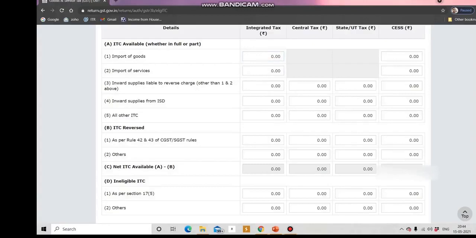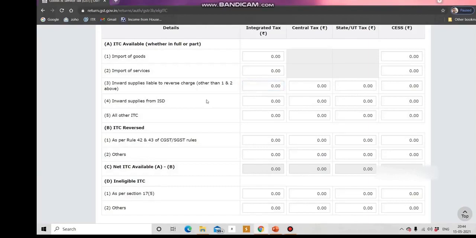Third one is inward supplies liable to reverse charge. As we saw in table 3.1, the receiver has to pay tax on inward supplies received in respect of some goods and services. So paying tax, it is to be entered in table 3.1. The same month he can avail the input of that tax paid. So for claiming the input, we need to enter over here IGST or CGST, SGST.